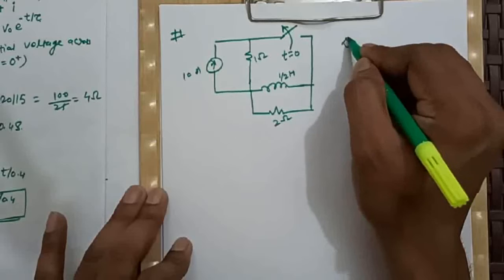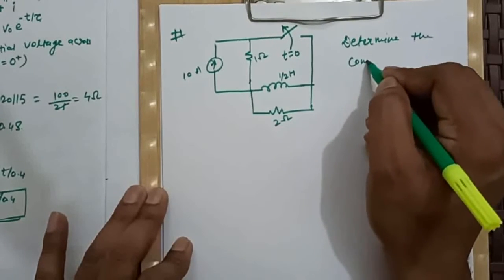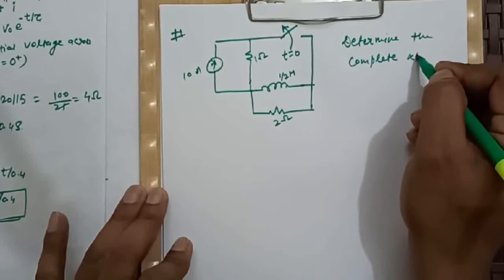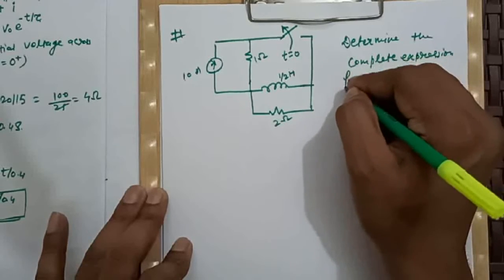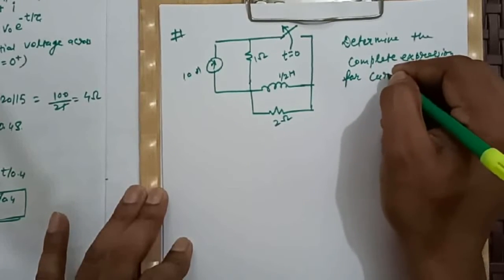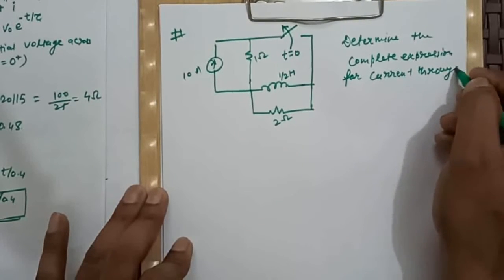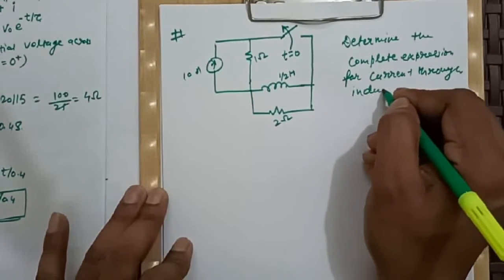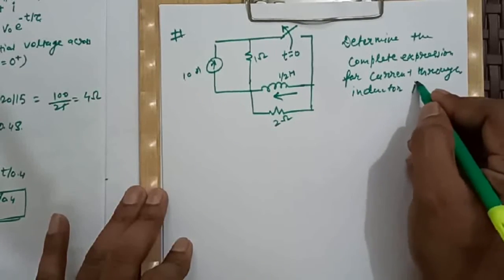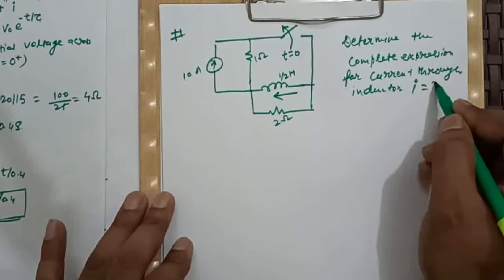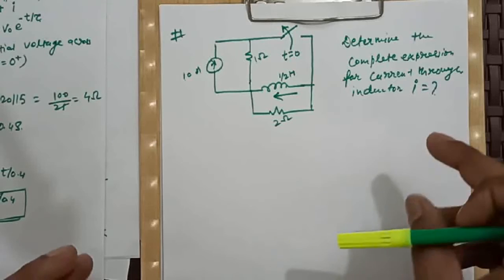The question is: determine the complete expression for current through the inductor. Let us say this is I is equal to what? Meaning in this circuit you have to find this current.